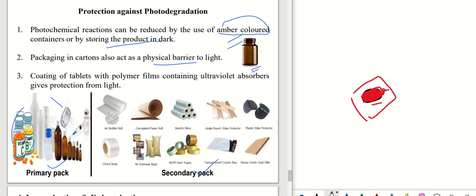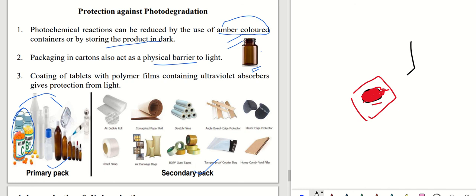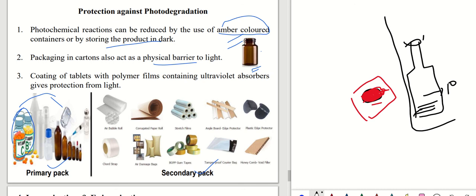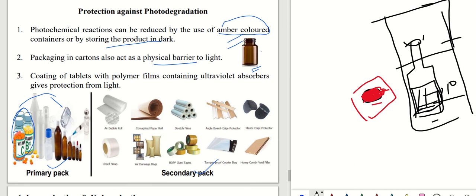Now this container will be placed inside the carton box. For example, this is the primary container, because in this we have the drug, and it comes in contact with this container, hence this pack is known as primary. Now this bottle is placed in a carton box. Over this we'll have a label, and on this carton also we'll have instructions on the label. Now this is known as the secondary pack.